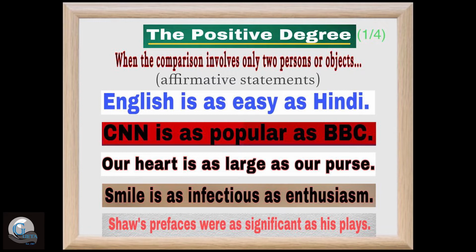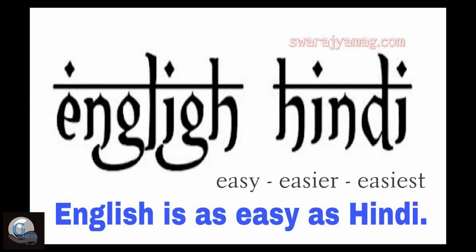The comparison is limited to two things. For example, English versus Hindi, CNN versus BBC. In that case, we can change the positive degree only and only into the comparative. When we change the positive into the comparative degree, the affirmative will turn into the negative to retain the original message. Let us start with the first example.